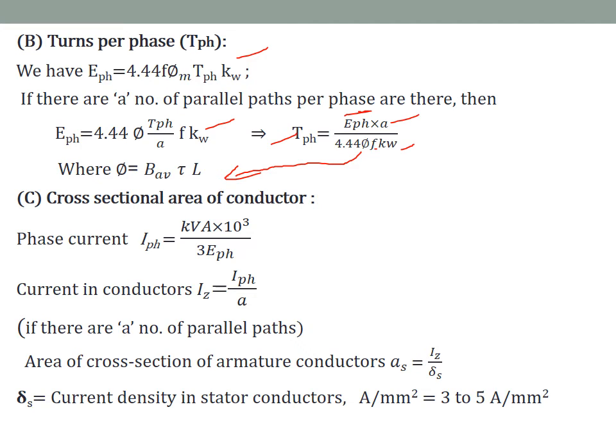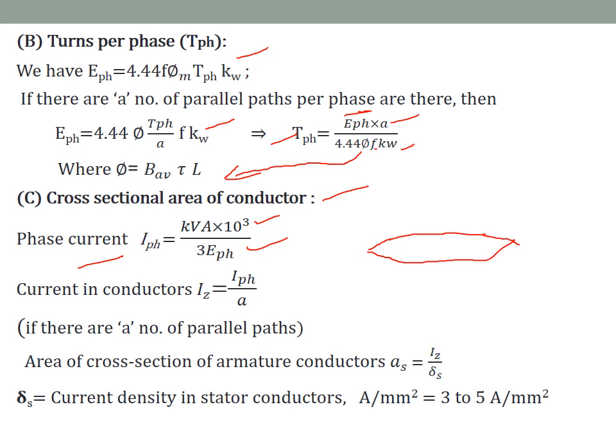Okay. Then to find out the cross-sectional area of the conductor, the phase current is given by IPH equals kVA into 10 raised to 3 divided by 3 times the phase voltage. Okay, current in the conductors IZ is equal to IPH by A. Last time we have discussed that there are two parallel paths like this.